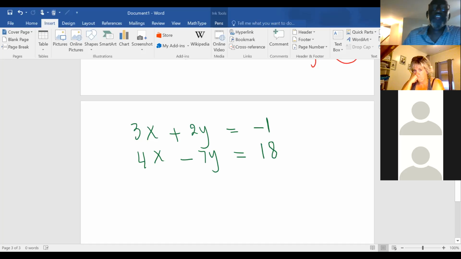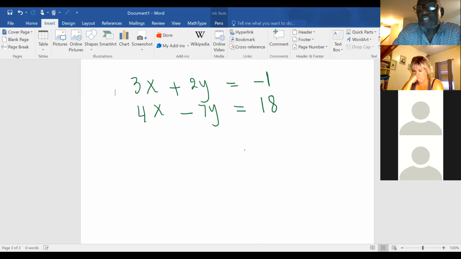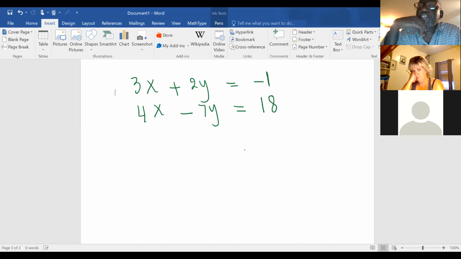All right. This one, the numbers are even more complicated. But you know, this is the general case, the most general case here. The numbers don't look nice to me. You see, what numbers do we have in front of X? 3 and 4, right? What numbers do we have in front of Y? 2 and -7, right?